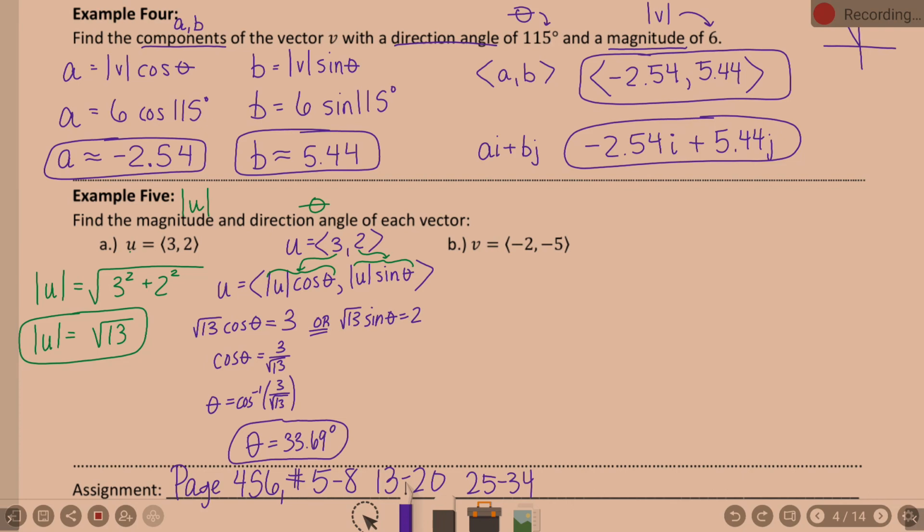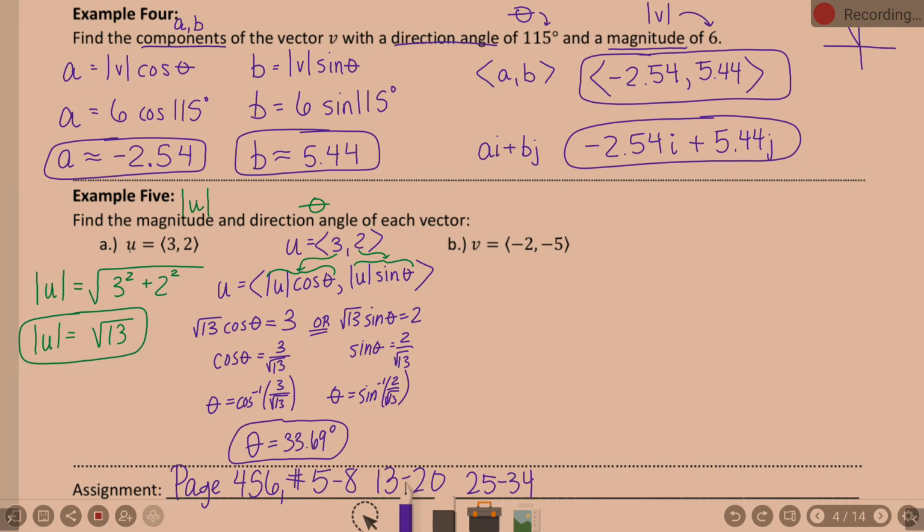Now, should the other one work out the same? Yeah. Okay. And I'll say in this case it should. You could have just as easily instead shown that sine of theta equals 2 over square root of 13. And then what? Theta is sine inverse of 2 over square root of 13.